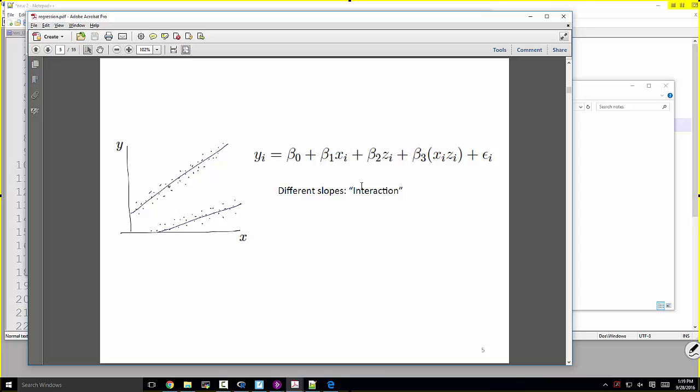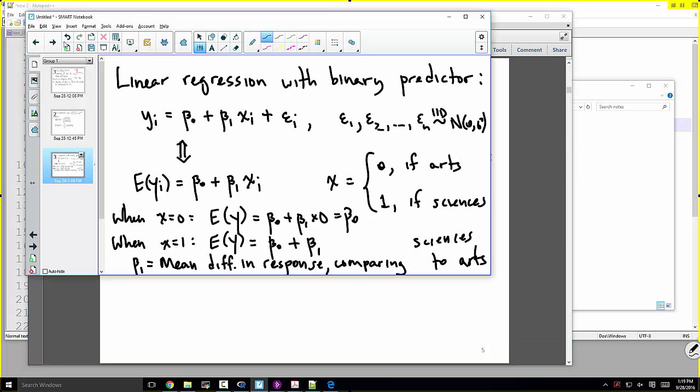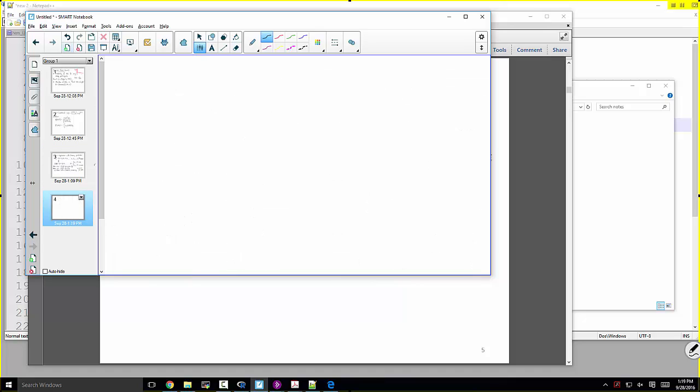That's what this model is doing. This is a model with what's called an interaction in it. yi, the response, intercept, plus a slope in x, plus a slope in z, plus this additional coefficient that is the product of x and z. What this does, let me write this down over here. If we have yi equals beta 0 plus beta 1 xi plus beta 2 zi plus beta 3 product of those two, xi times zi plus epsilon i.